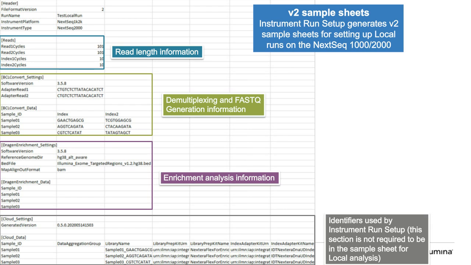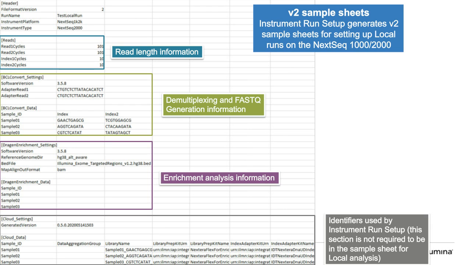The section in green is going to specify your demultiplexing and FASTQ generation information. So this is going to include your sample IDs, your index or index combinations, and then of course it's also going to include your adapters for your adapter trimming.